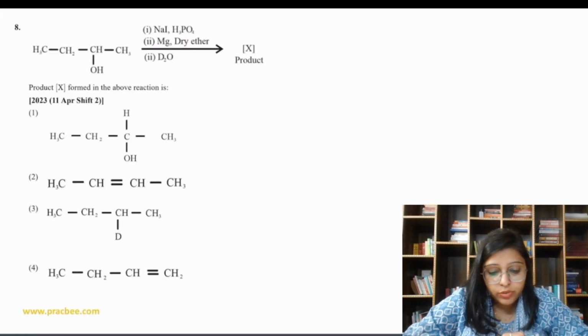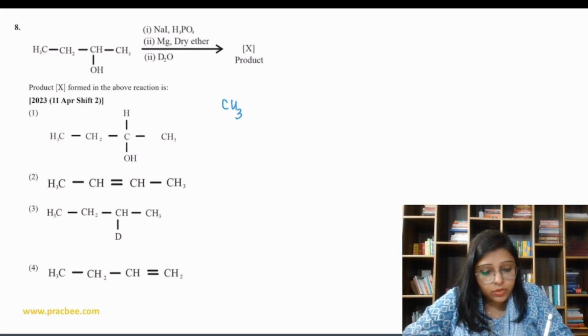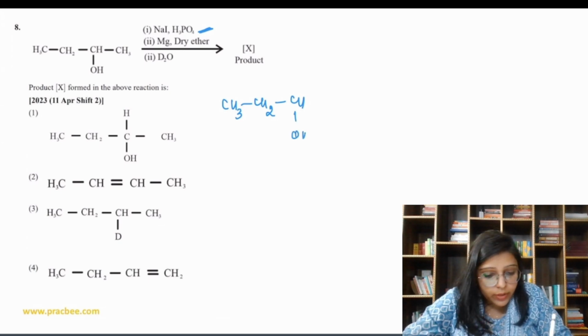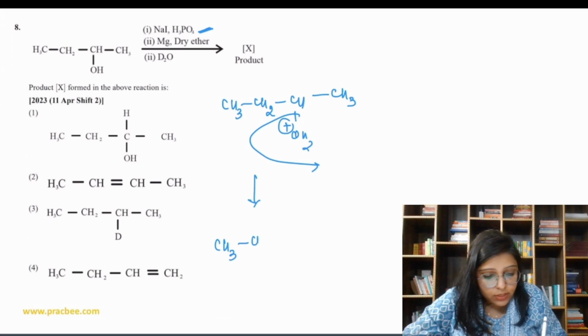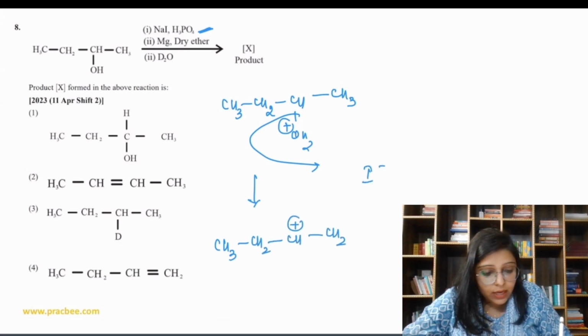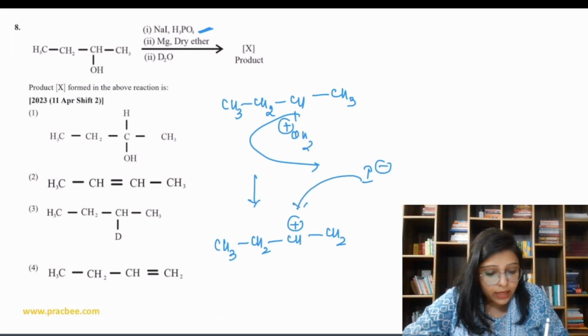Now let's do this question. We have CH3CH2CH(OH)CH3. Now H3PO4 will do what? It gives OH2 positive, and then CH3. When water leaves, we get CH3CH2CH positive and CH3. Now NaI provides I minus. It attacks over here. So we get CH3CH2CHI, and here we write CH3.